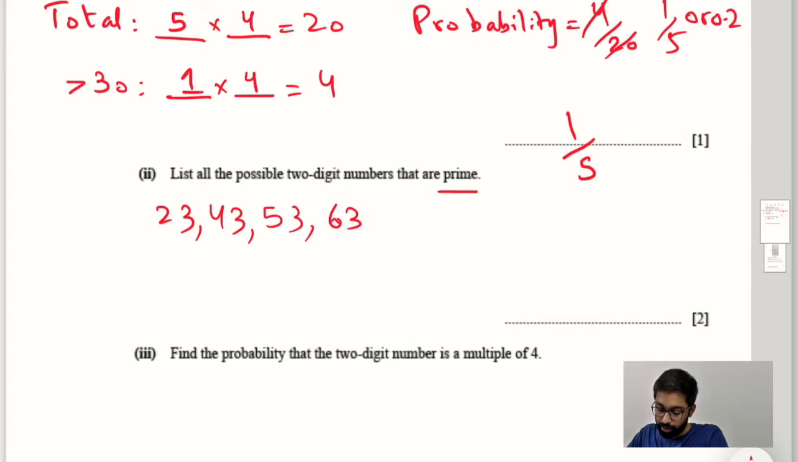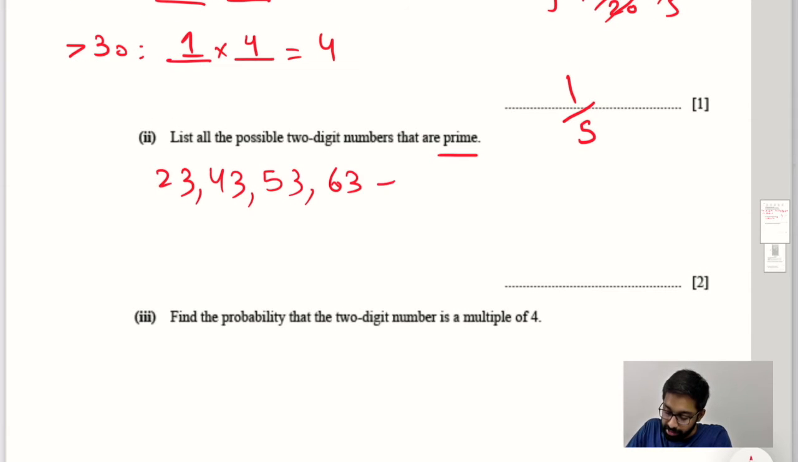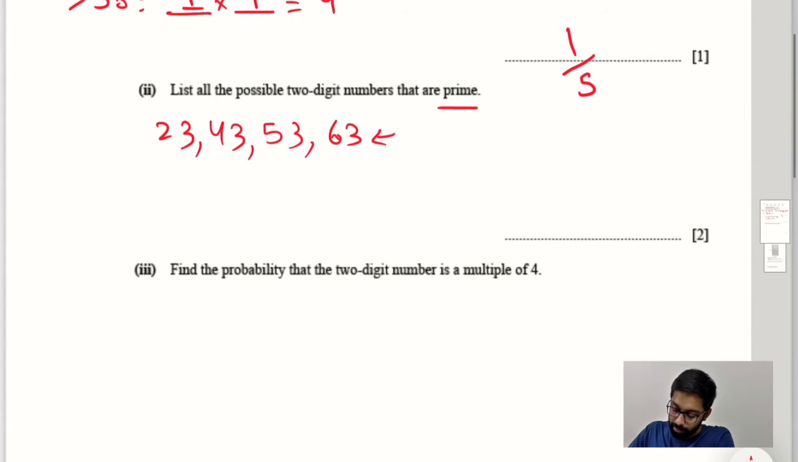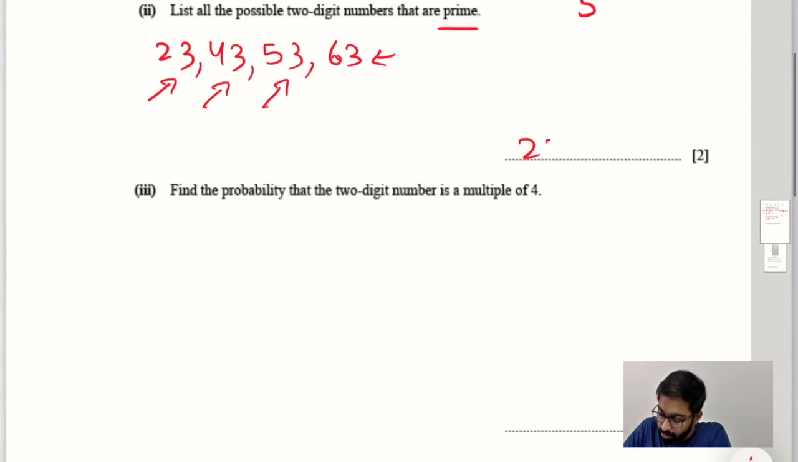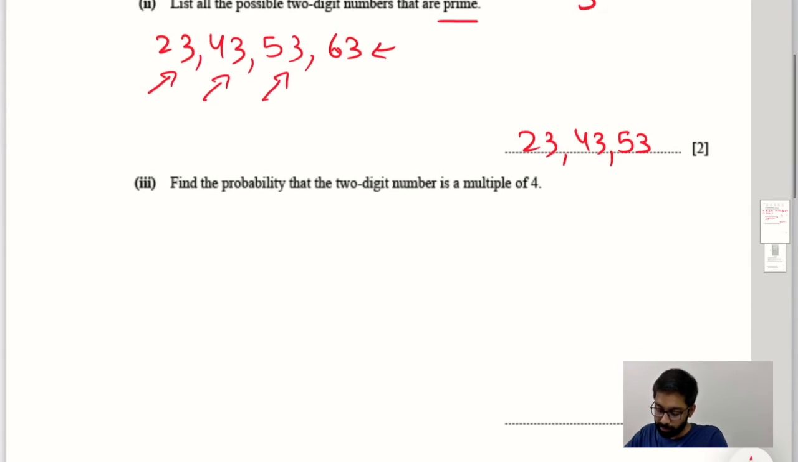Now out of these 4 numbers that we just wrote down, 63 has multiple factors. It has 7 as one of the factors, 3 as one of the factors, 9 as one of the factors, and perhaps 21 as well. So the only numbers that can be made that are prime numbers are 23, 43 and 53. That is your answer: 23, 43 and 53. That was simple. Let's move on.